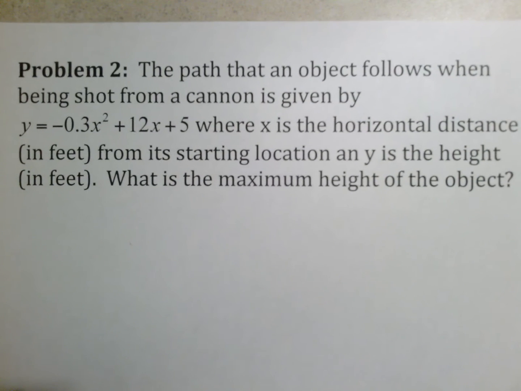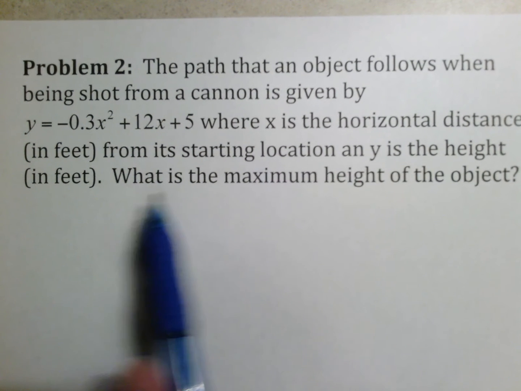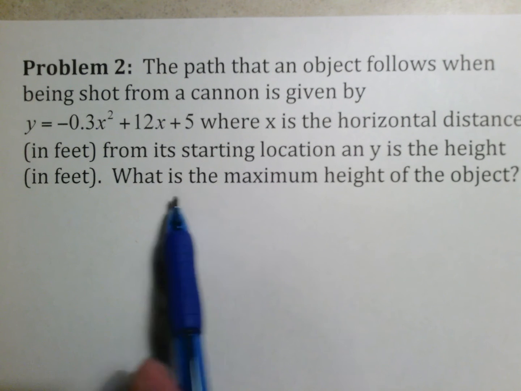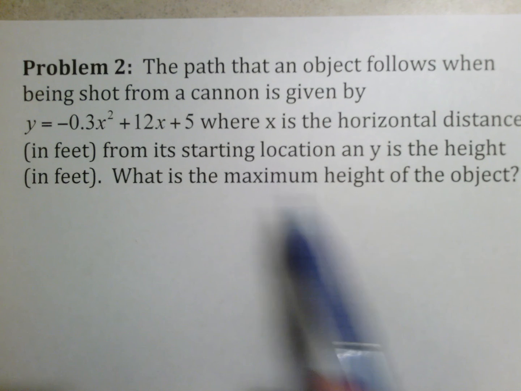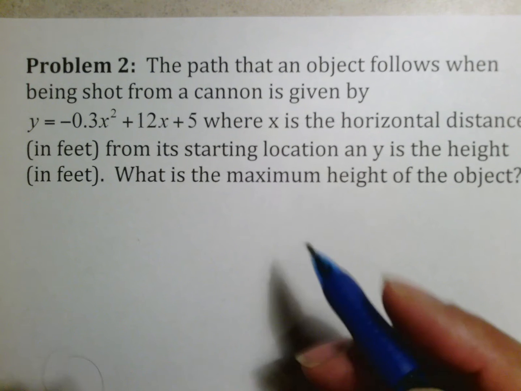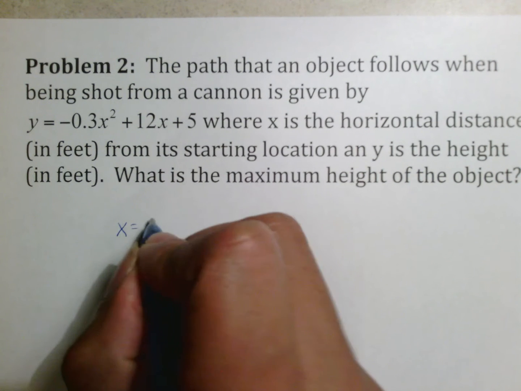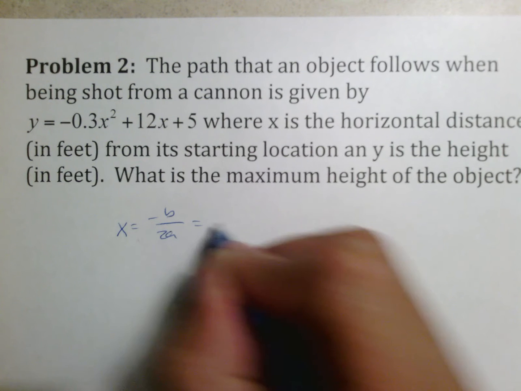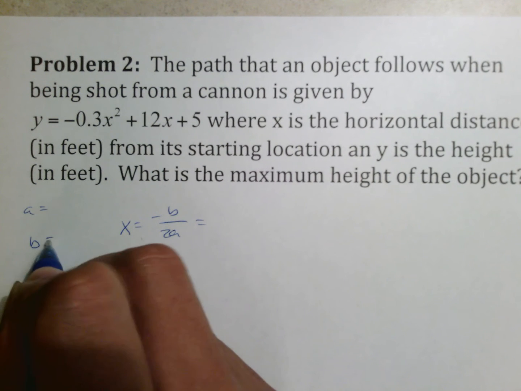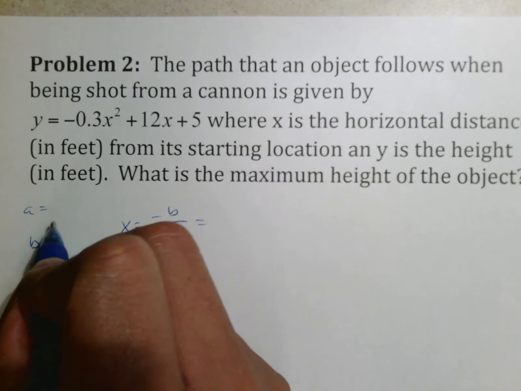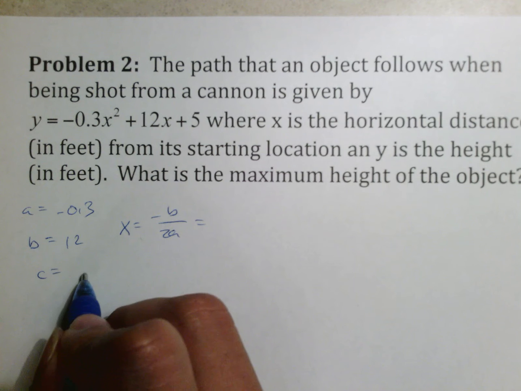The second type of problem is going to talk about the path of an object, and what they're going to ask you for is the maximum height. Well, remember that we found maximum way back a few weeks ago when we started this stuff by using the key x, and so what we have to do now is go back to that, to where we do our x equals negative b over 2a. First off, remember we have to identify a, b, and c. I almost forgot myself. So a is negative 0.3, b is 12, c is 5.